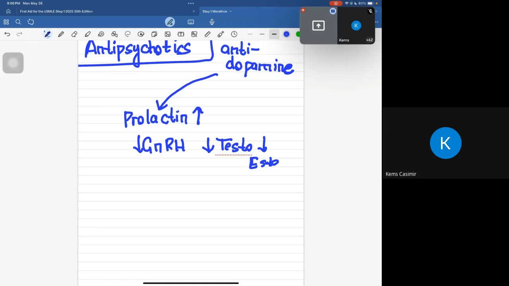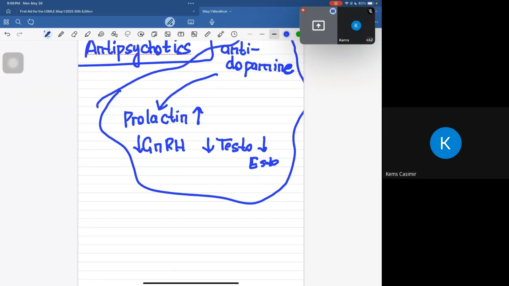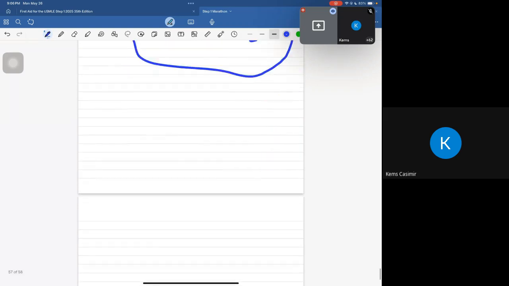And then they could give you a lot of options, and the correct option would be somewhere around the pathophysiology of these things, right? So obviously the patient would have been taking antipsychotics, and the antipsychotics would have been antidopaminergic, and as a result the prolactin level would have been increased in that patient, and then the GnRH levels would be decreased by prolactin, and the testosterone and estrogen would have been decreased, right? So dopamine is very important. Keep this dopamine in your mind.